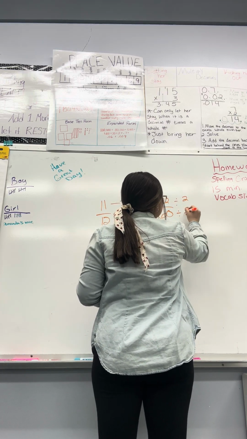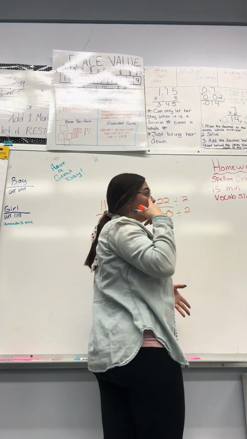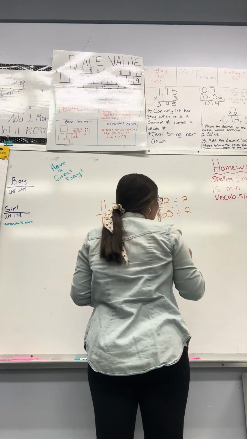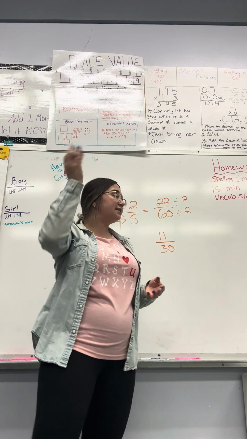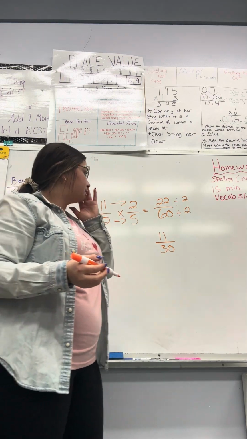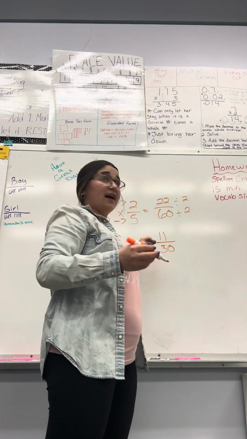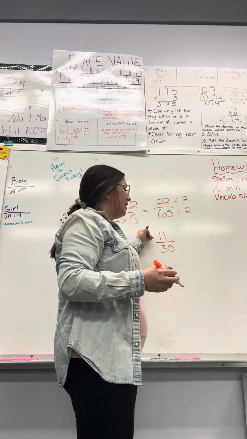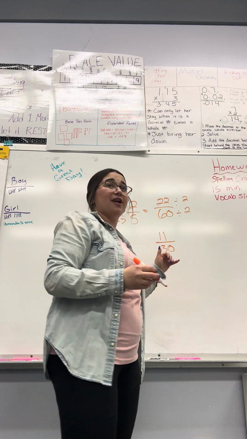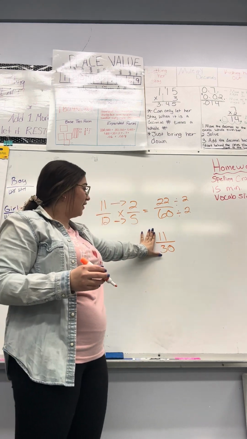It'd be 2 and 2, right? So what's 22 divided by 2? Which is 11. Perfect. And then what's 60 divided by 2? Is 30. Perfect. So with that being said, can we simplify 11 over 30? No, we can't, right? Because you can't divide any number that could also be divided by 30. Therefore, we are done. This is my final answer.